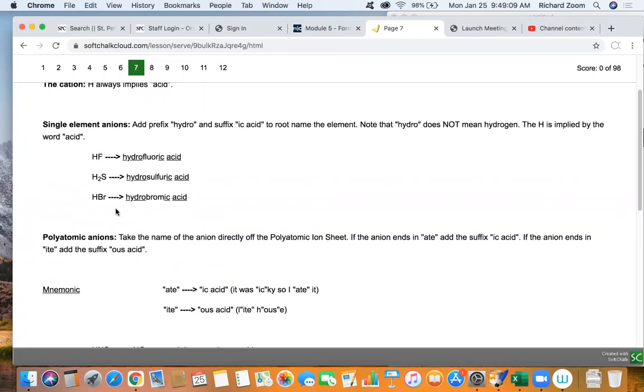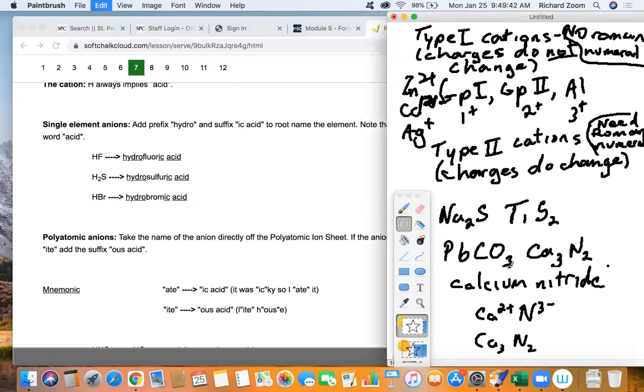The single element anions are named hydro-something-ic acid, hydro-ic acid. The hydro does not mean hydrogen. This is why I don't like this naming system, because the hydro is often mistaken for hydrogen, and it isn't. The acid part is the H plus. The hydro part tells you it's a single element anion. So why is this important? Well, let me show you why it's important.